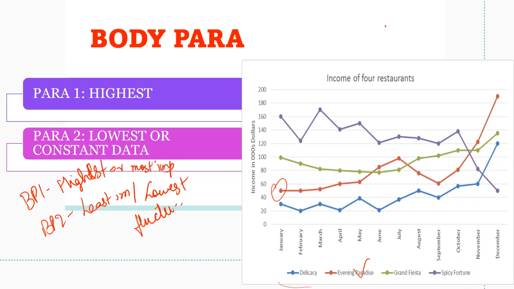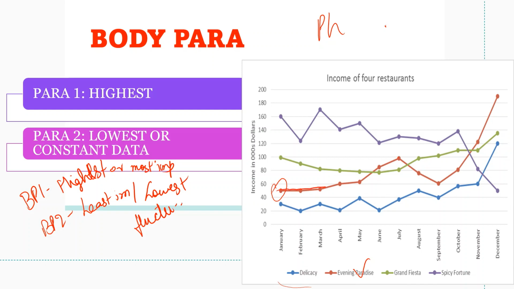How can we write that? Start your BP again with a phrase. So we'll say, to take a deep look at the chart, or to elucidate the chart, evening paradise stood at half at the start of the year, which kept on increasing steadily till July before taking a dip in September and then again resting at 185, which was the highest peak at the end of the year 2010, or at the end of December.